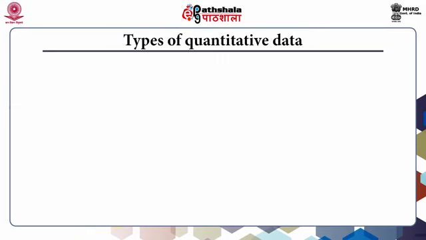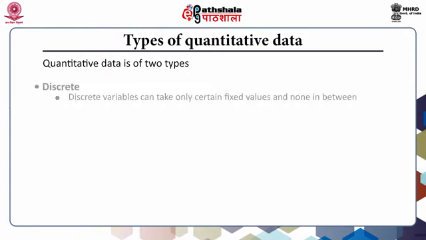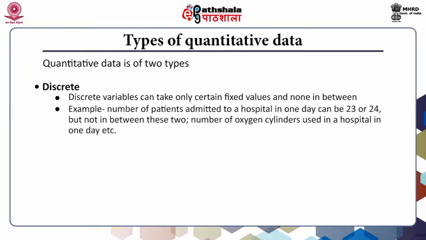Types of quantitative data. Quantitative data, as we saw, is of two types, discrete and continuous. Discrete variables can take only certain fixed values and none in between. Example, number of patients admitted to a hospital in one day can be 23 or 24, but not something in between these two. Number of oxygen cylinders used in a hospital in one day, etc. Discrete data is expressed in whole number.